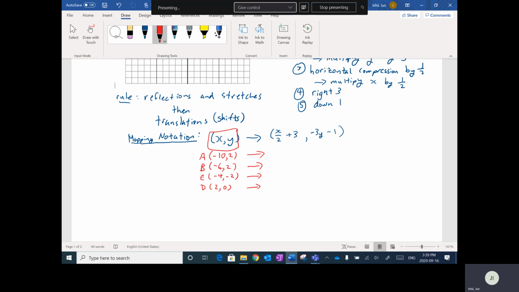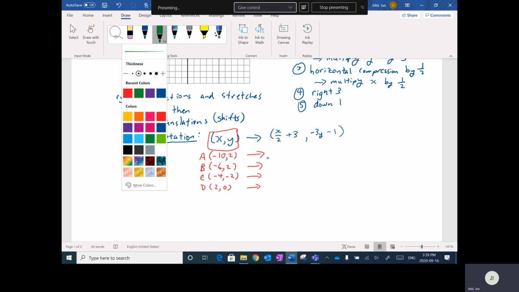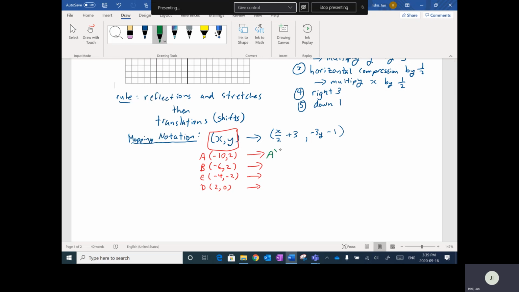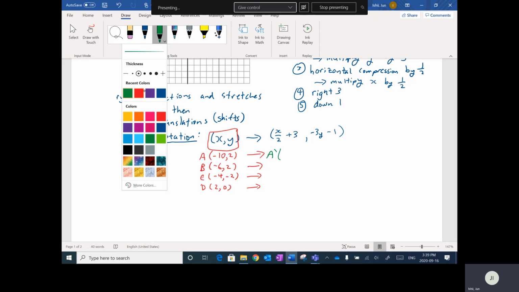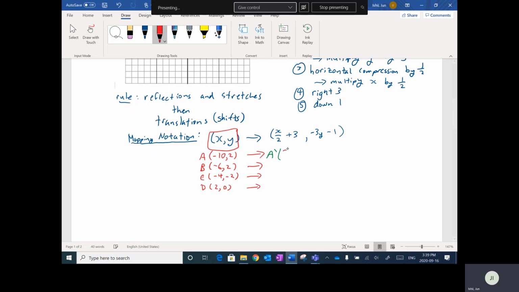All right. So for example, let's figure out what A prime is. All right. So what color shall we use? Let's go with green. Okay. So A prime, which is the new point. Basically, what I need to do, I'll just toggle between the red, is that I'm going to plug in -10 there into the mapping notation for x, and then divide that by 2, then +3, and then on the other one there, -3. I'm going to sub in +2 for the y, and then -1.